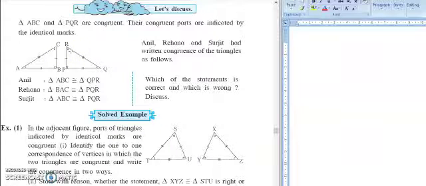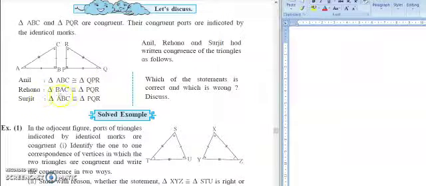So we have seen that all the 3 sides of both these triangles are congruent and all the 3 angles of both these triangles are also congruent, and so this statement is correct. The sequence given is also correct. So triangle ABC is congruent to triangle QPR. These both triangles are congruent. So this Anil statement is correct.